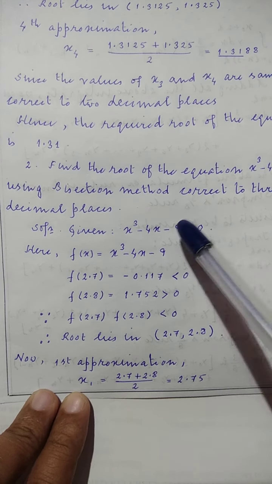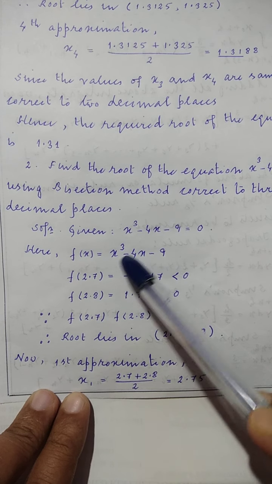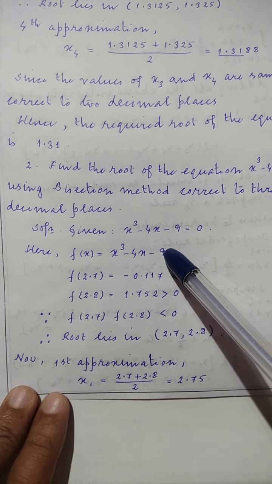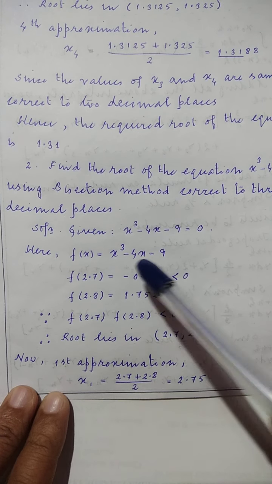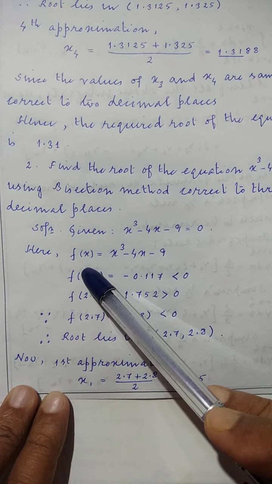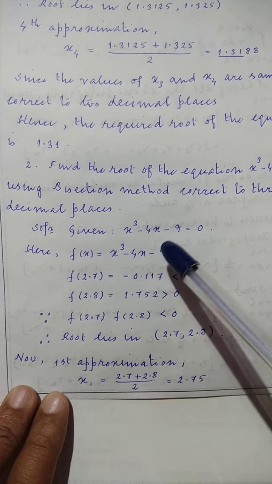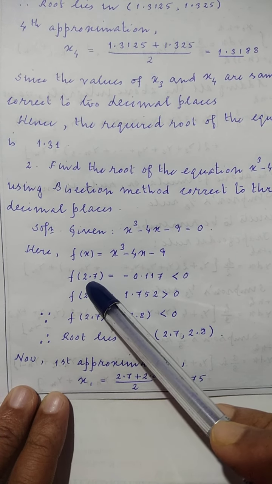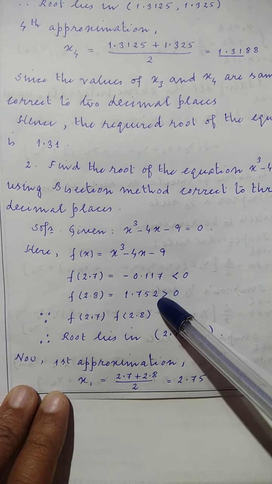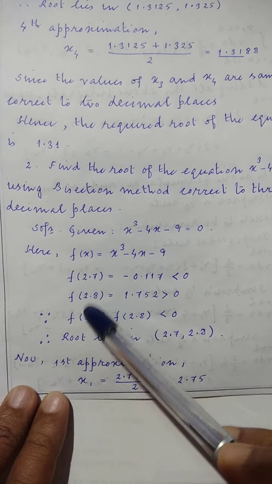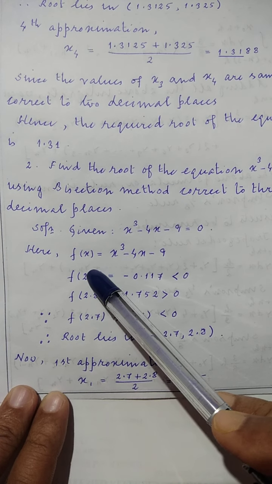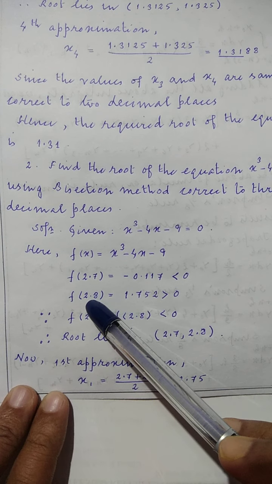Now here f(x) is x cube minus 4x minus 9. So now we have to find 2 ordinates of opposite signs. If you consider x equal to 0, 1, 2, in all the cases you will get the negative value. Up to 2.7 you will get the negative value. But if you take 2.8 you will get the positive value. So here you have to be very careful. You can take f of 2 and f of 3 also. f of 2 will be negative and f of 3 will be positive.